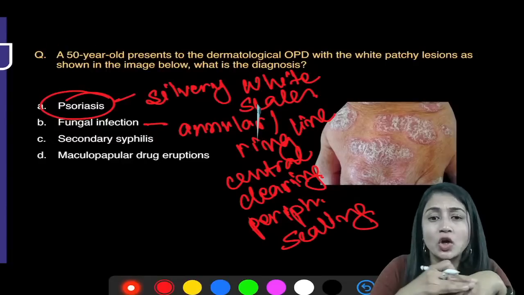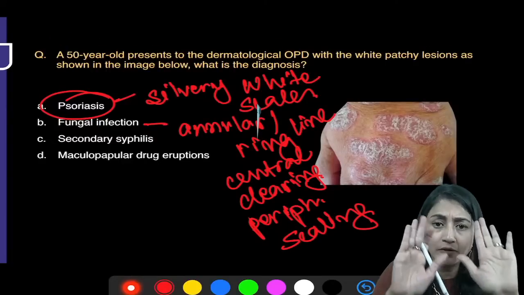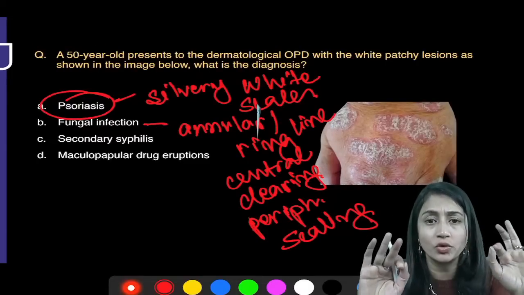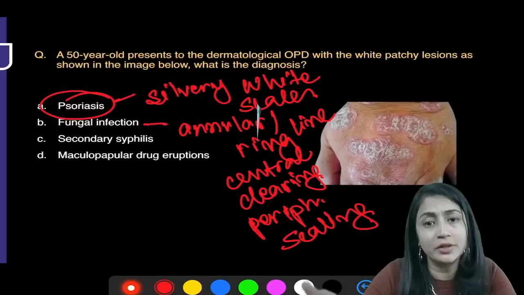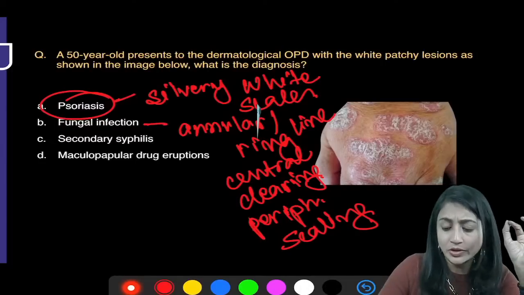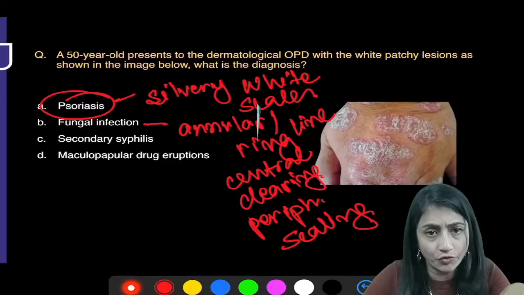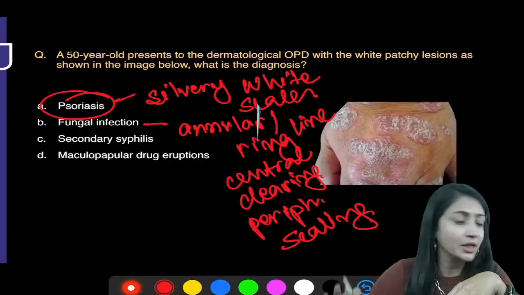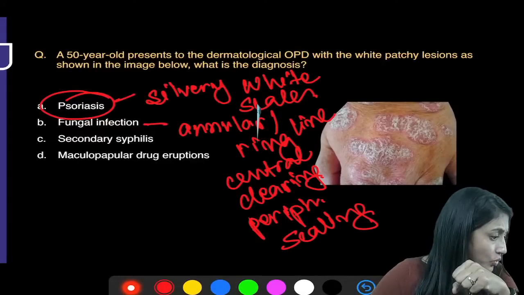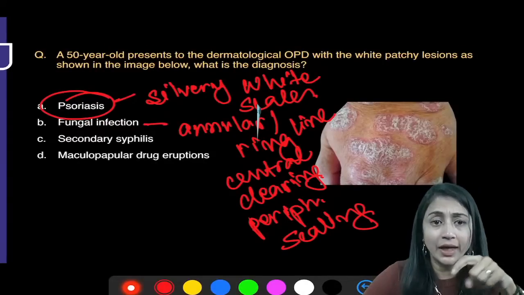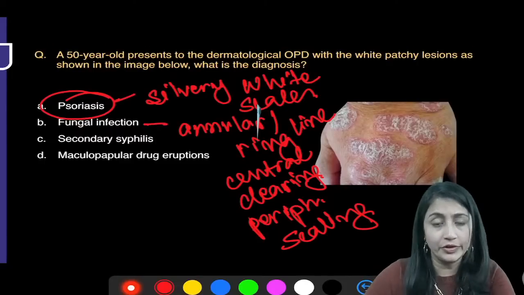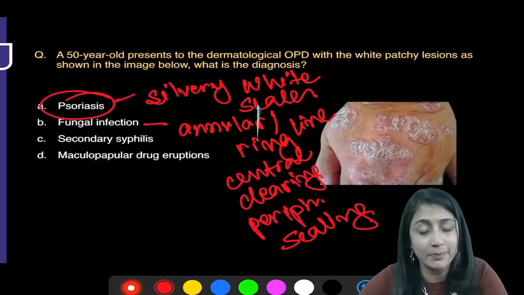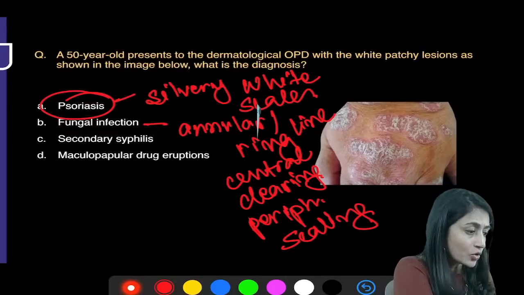Secondary syphilis does not present like this. If they want to talk about secondary syphilis on palms, they will give you the characteristic image which I already discussed. Maculopapular drug eruptions can have varied morphology, but they would not present with this characteristic scaly, well-defined erythematous plaque. Okay, so that is something that we need to know. Now I'll just go through your chat to understand whether you can give me some better options and I can discuss accordingly.